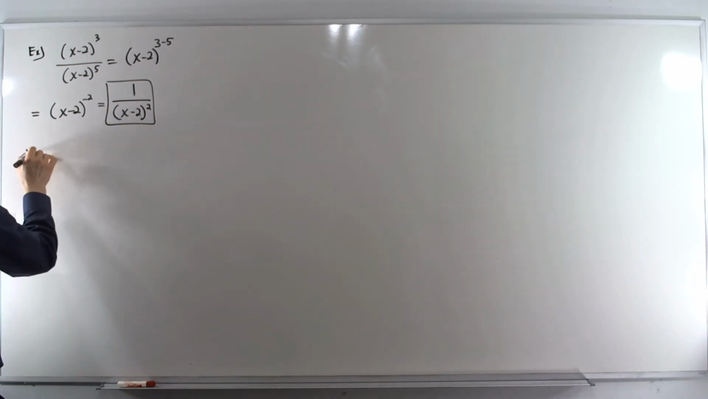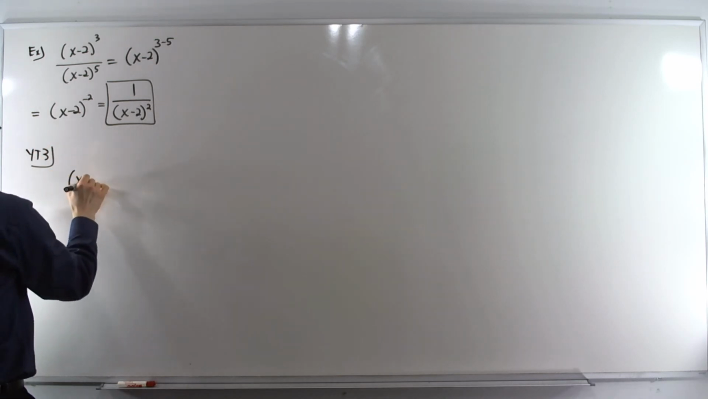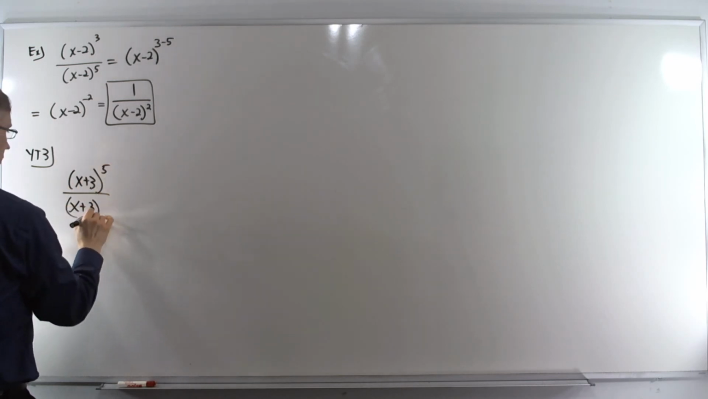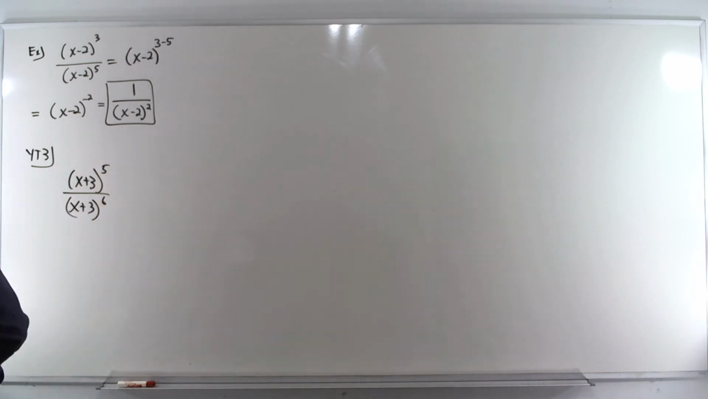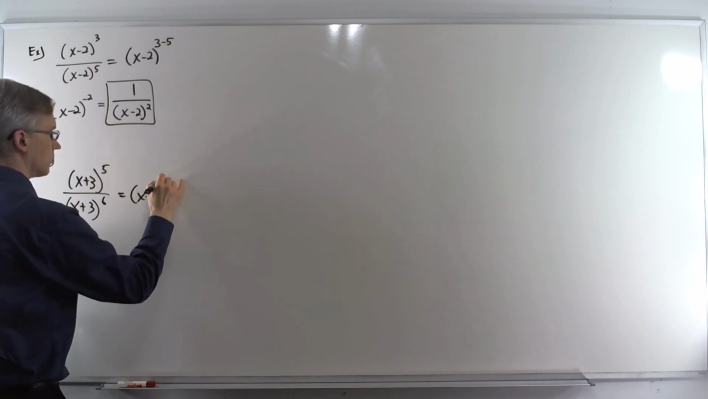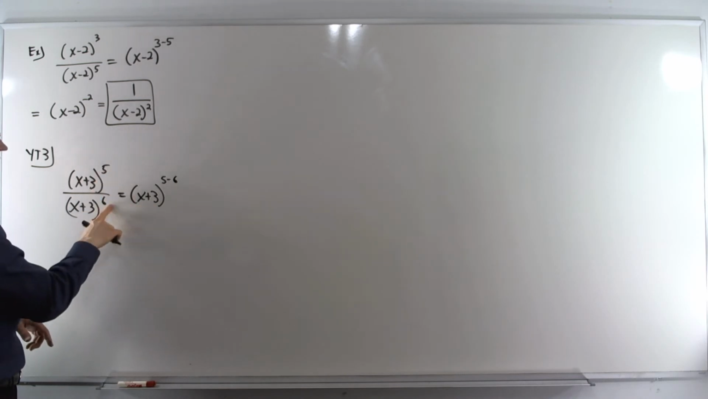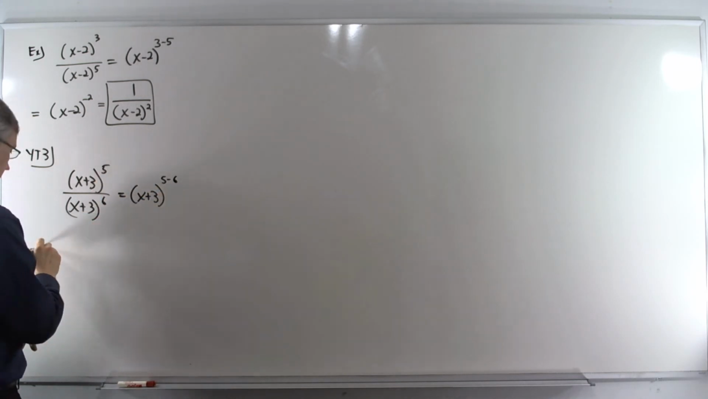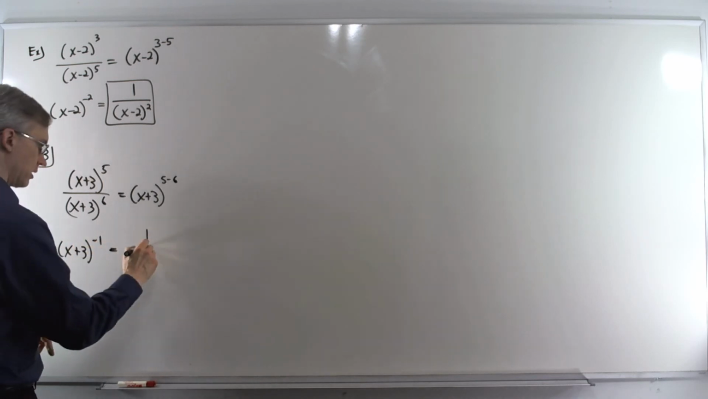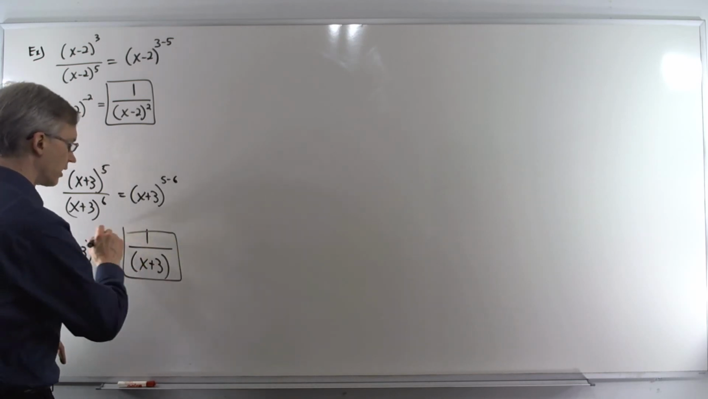Your turn, number 3. Applying the quotient rule, our base is x plus 3. Our exponents are 5 and 6, so we're going to subtract those, and that gives us x plus 3 to the negative 1 power. Getting rid of the negative exponent, moving it into the denominator, we get 1 over x plus 3.